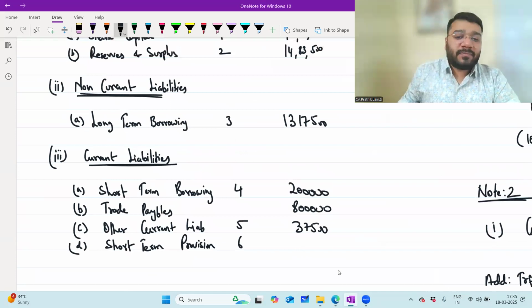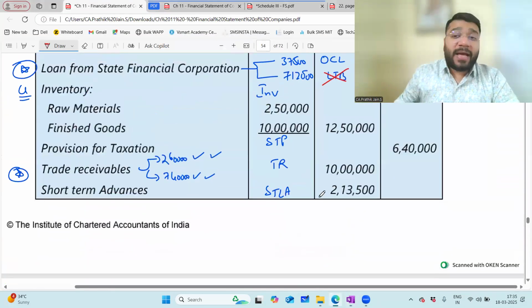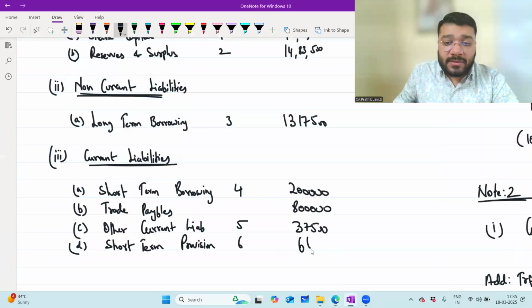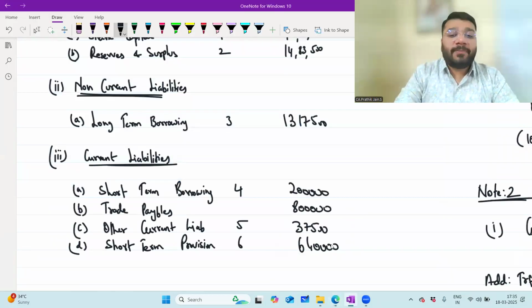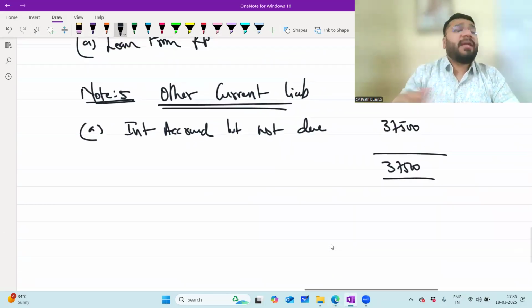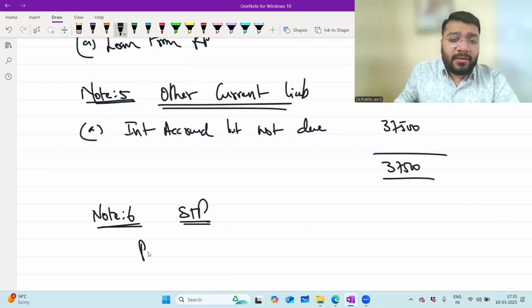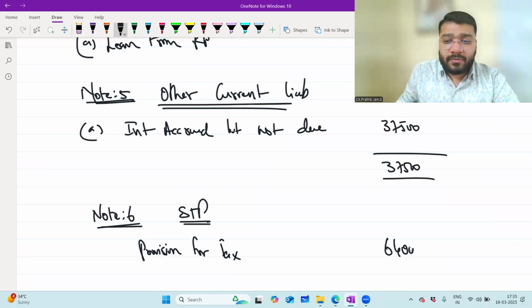Short-term provision. How much is it? Provision for taxes, 6 lakh 40,000 rupees. You have to give a note separately. In exam, if you have time, you give it. Otherwise, you can write directly also. Note 6. Short-term provision. Under that, provision for tax. How much? 6 lakh 40,000.